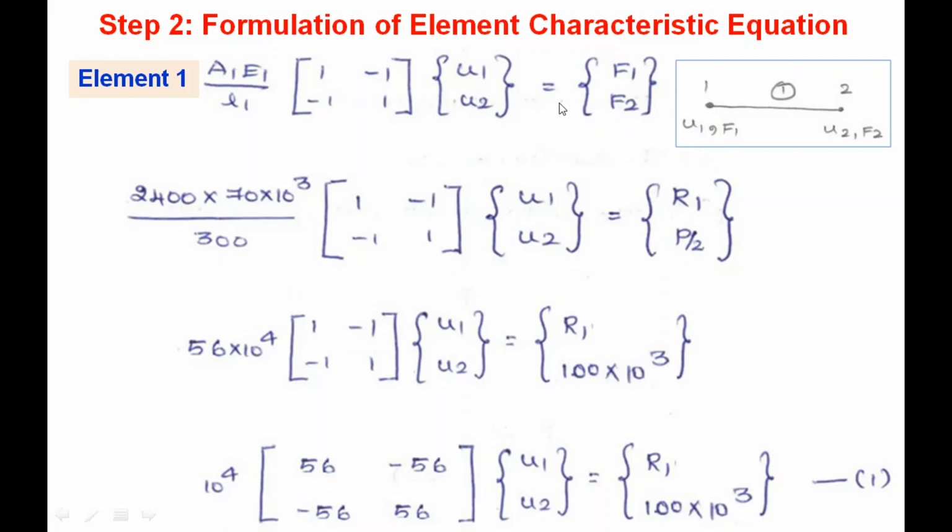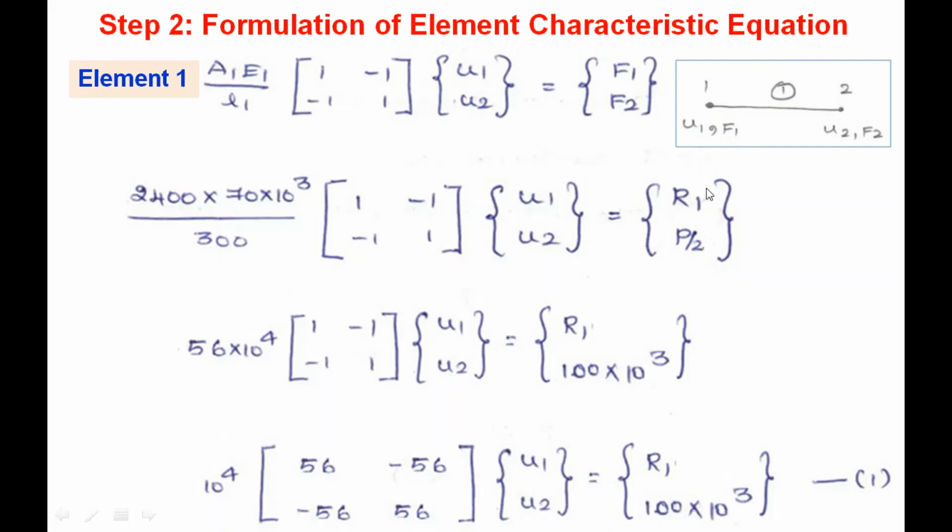So there is no self weight part in this right hand side because in the question the self weight is not given. So if any load density is given, then only we have to consider this self weight part. Here self weight is not specified, so we are considering only the F1 F2. Now substitute the values of element 1. A1 area of cross section 2400 mm square. E1 Young's modulus 70 into 10 power 3 Newton per mm square. L1 length of the element 300. [1 -1; -1 1], U1 U2. And right hand side F1 is R1 because it is a reaction force. This is what we have to remember.